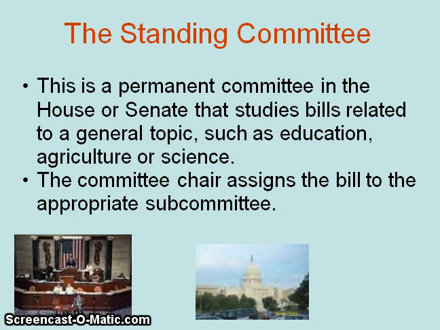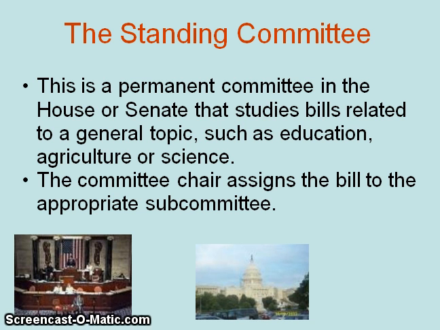There are several permanent committees, also referred to as standing committees. These standing committees have a specific subject area or topic: education, health and human services, agriculture, science, transportation. They have similar committees in both the House and the Senate, and these standing committees are where the Speaker of the House sends the bill that's proposed first. The committee chair, who is usually a member of the majority party, assigns the bill to an appropriate subcommittee.